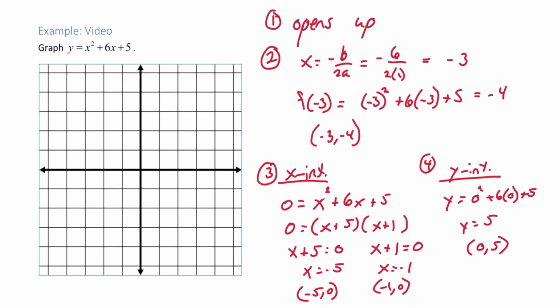Now plotting all of those points, the vertex is negative 3, negative 4. X-intercepts, negative 5 and negative 1. The y-intercept is 0, 5. And from here, we can connect the dots with a smooth curve.